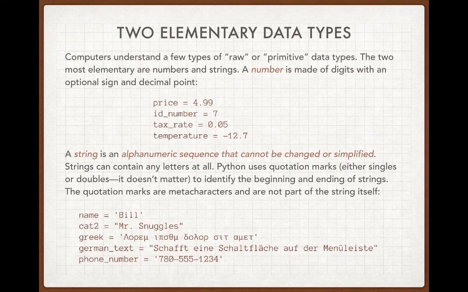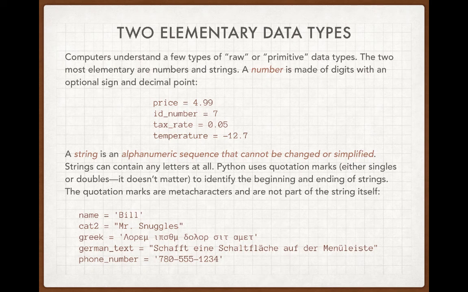And you'll notice that phone numbers, despite the fact that we call them numbers, are actually really strings. Remember, a string is a sequence that cannot be modified or simplified. So, if we didn't put the quotation marks on here, Python would think that was math, right? It would say, oh, that's 780 minus 555 minus 1,234. But that is not what we intend here. A phone number is a sequence of characters that cannot be changed. So, by putting the phone number into quotation marks, we convert it from a number, or a mathematical equation to be solved. We convert it from math into an alphanumeric sequence, or a string.